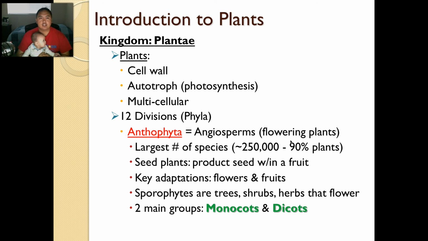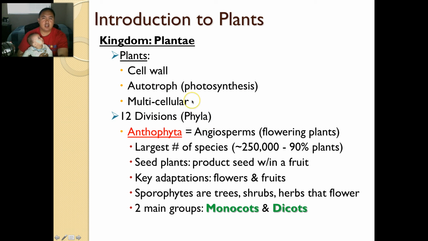So first is introduction to plants. The kingdom is called Plantae. You should know plants, how they differ, their special characteristics, that their cells have a cell wall. They're autotrophs. Remember, autotrophs meaning they make their own energy, and they do so by the process of photosynthesis. And they're multicellular. They have 12 divisions, or 12 phyla.